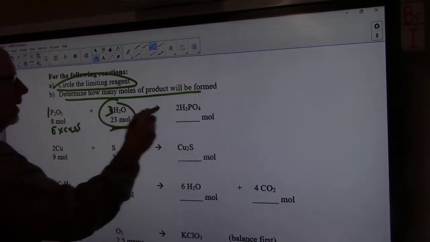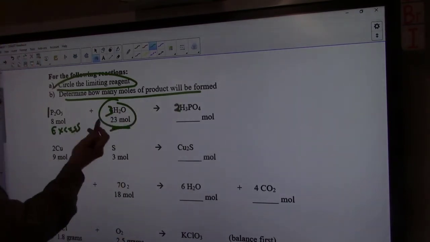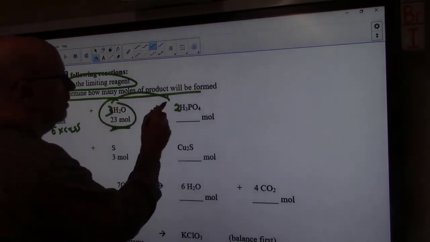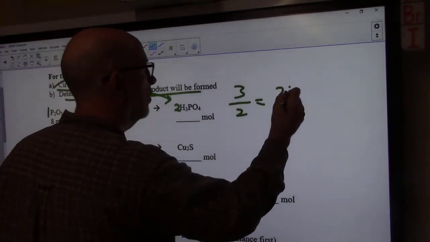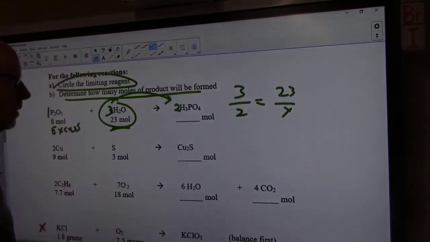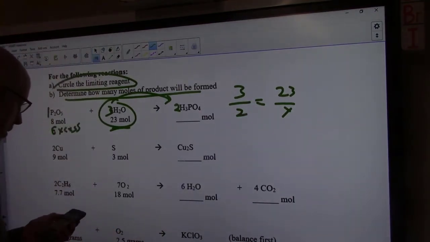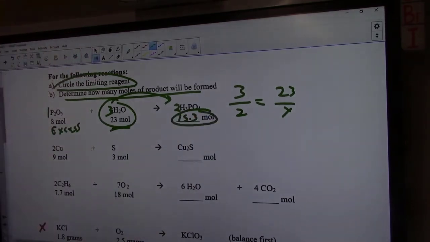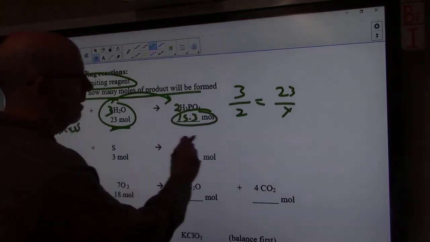Well, I've got a 3 to 2 ratio. I don't think I can do this very accurately in my head, so I say 3 is to 2 as 23 is x. Cross multiply. 23 times 2 is 46 divided by 3, 15.3. 15.3 moles of this will be made. Next question I'll probably ask is how many grams is that?